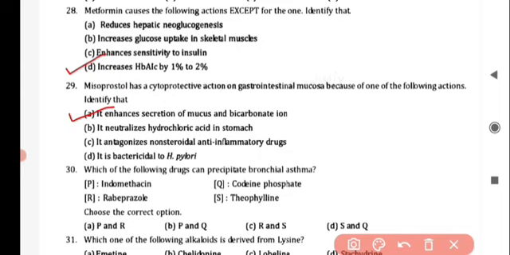Next question is, which of the following drugs can precipitate bronchial asthma? P is indomethacin, Q is codeine phosphate, R is rabeprazole, S is theophylline. Now choose the correct option. So correct answer for this question is option B, that is P and Q, indomethacin and codeine phosphate.